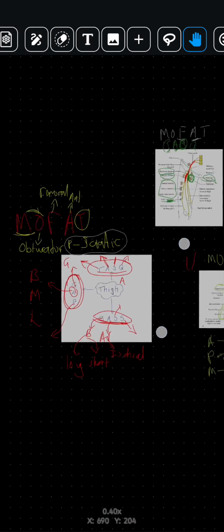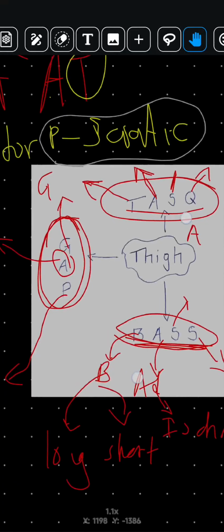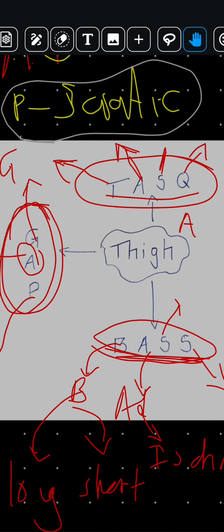So next up, I think I should be able to show each individual muscle and how they are going to be contracting and the like.